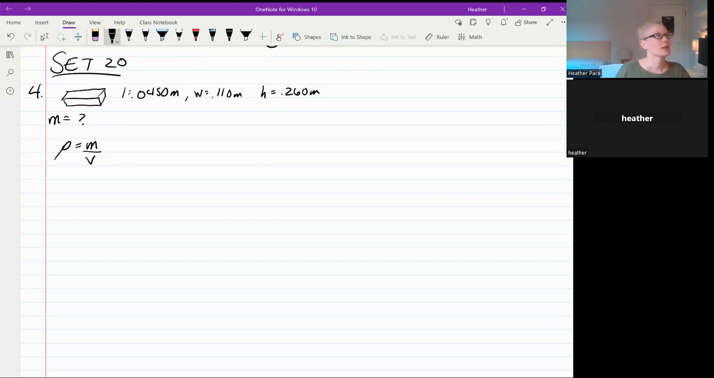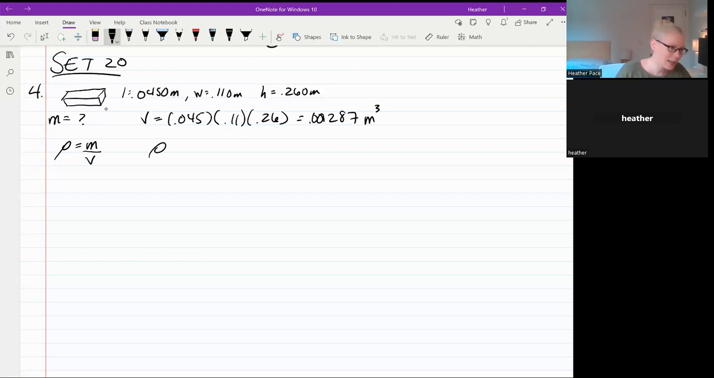Density is something that we have to look up online. My bad. I'm reading my notes here incorrectly. So let's find volume. Volume equals 0.045, I'm leaving off extra zeros here, times 0.11 times 0.26, and using our calculator, we get 0.001287 meters cubed. That's our volume.